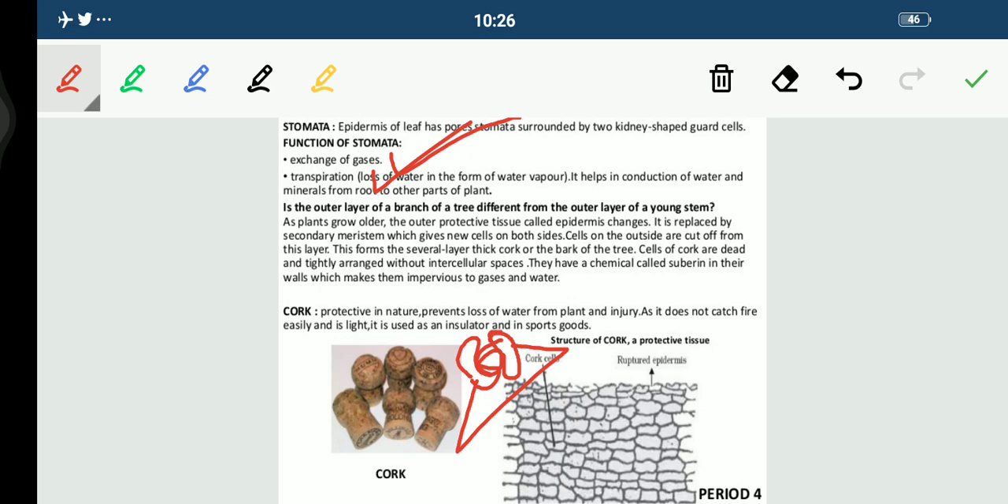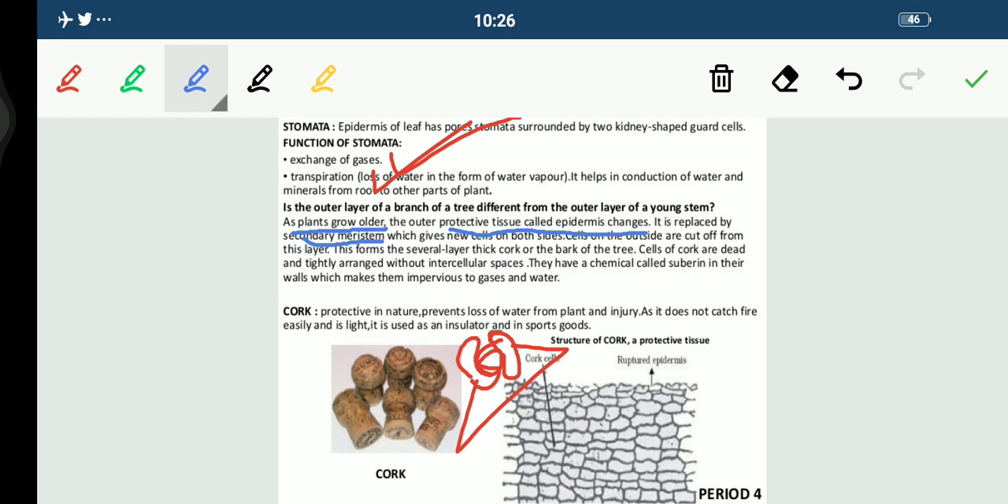Now the next thing we have is the outer layer of a branch of a tree, which is different from the outer layer of a young stem. See what exactly happens as a plant grows older. The outer protective tissue, that is the epidermis, starts changing, students. It basically gets replaced by the secondary meristem. Fine. Meristem, you know, which keeps on dividing. But here we are talking about the secondary meristem. It gives new cells on both sides. Cells on the outside are cut off from this layer, and this forms the several layer thick cork or the bark of the tree.